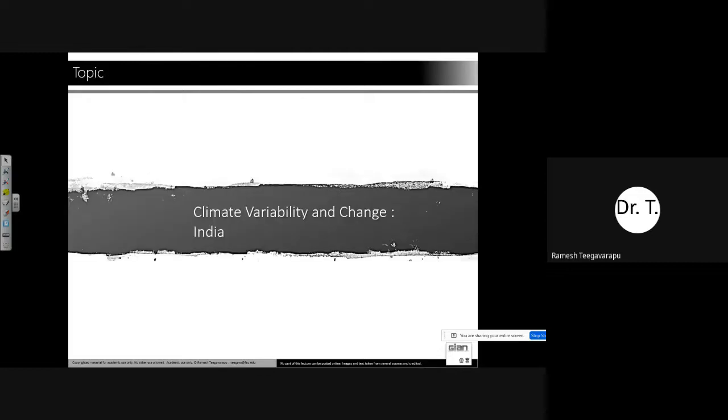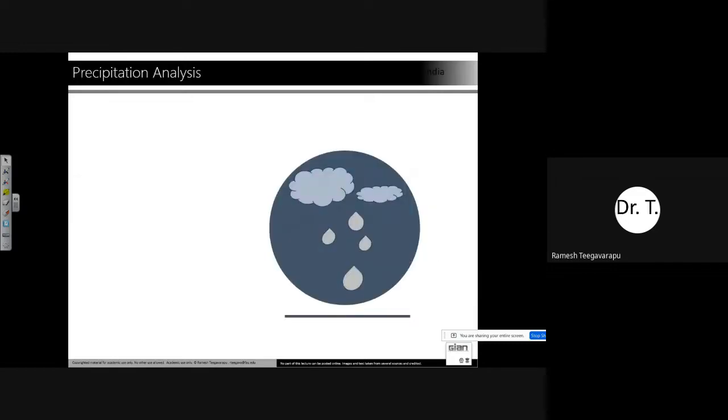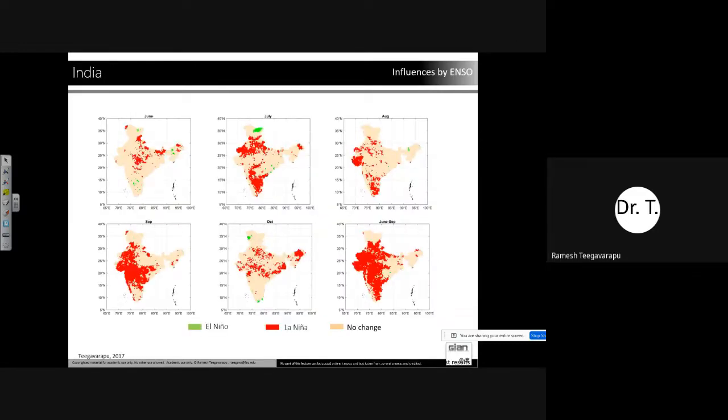So let's look quickly at some of the case studies, the climate variability and climate change in India. For example, this is a picture which shows what is happening with respect to ENSO. You can see that La Nina is bringing a statistically significantly higher amount of precipitation compared to El Nino, which is already well understood. I did this research because I wanted to understand how the monsoon is progressing and which areas are statistically significant in terms of La Nina affecting our rainfall pattern in India.